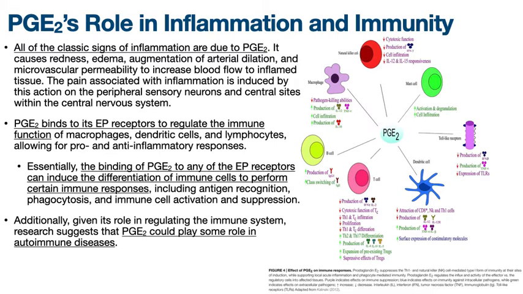Prostaglandin E2 also binds to those EP receptors to regulate the immune function of macrophages, dendritic cells, and lymphocytes, and it allows for pro and anti-inflammatory responses. So it can kill inflammation or it can cause inflammation.